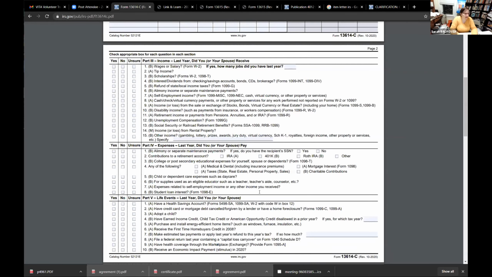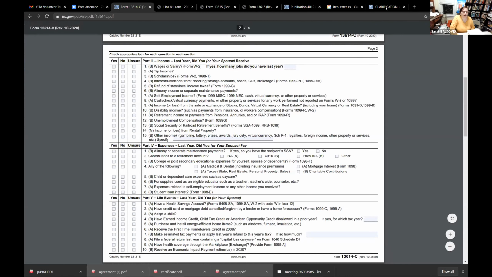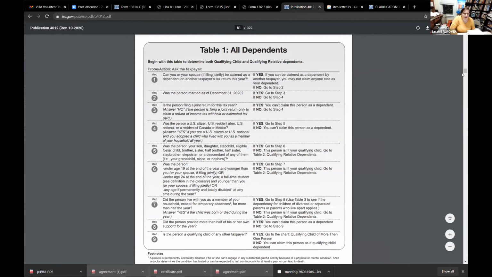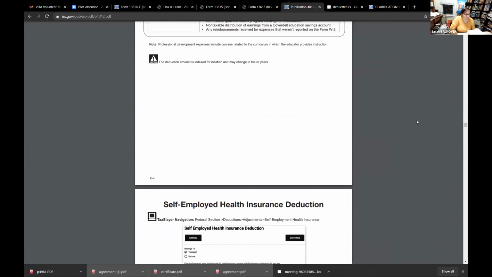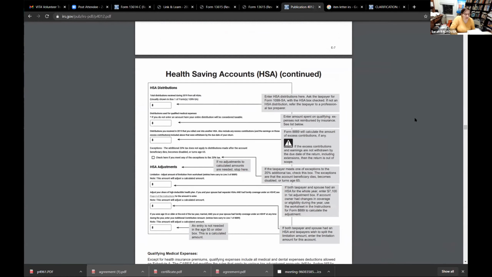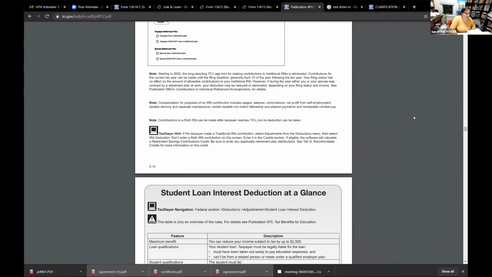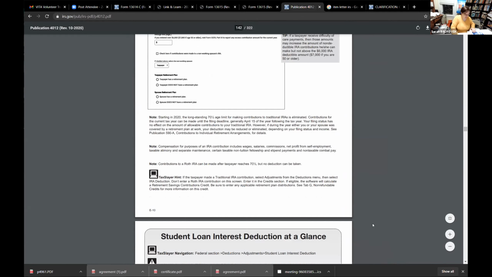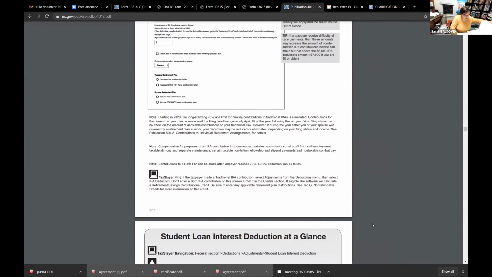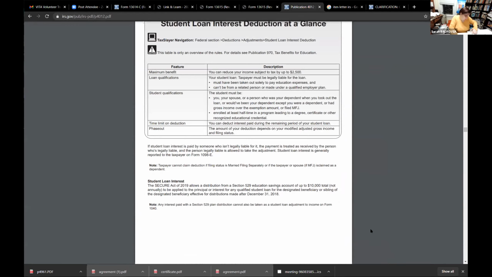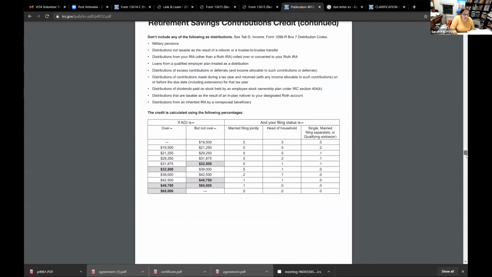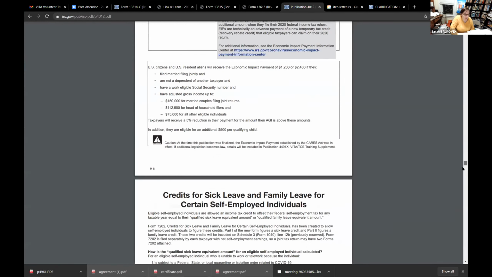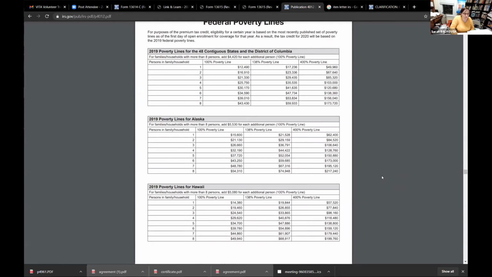Contributions to post-secondary education for yourself, spouse, or dependents. Form 1098-T. So what we're going to do with that, publication 4012, and we're going to go down to education credits. We're looking for J. So if I was in an actual classroom with you, I would be doing this exact same thing, flipping through my book. I use that 4012.